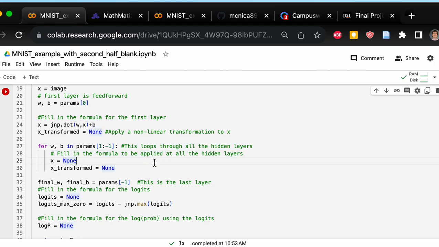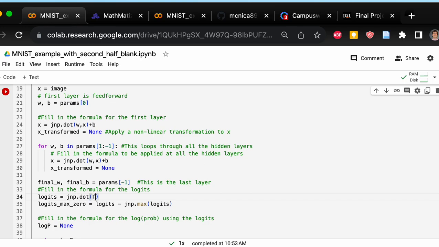So X is, again, just jnp dot of W and X. W and B are selected in the loop, and then I just keep doing it: jnp dot of W X plus B. I take the X from before, multiply it by W, add B, and then at the last layer, I calculate the logits, just like we did before.